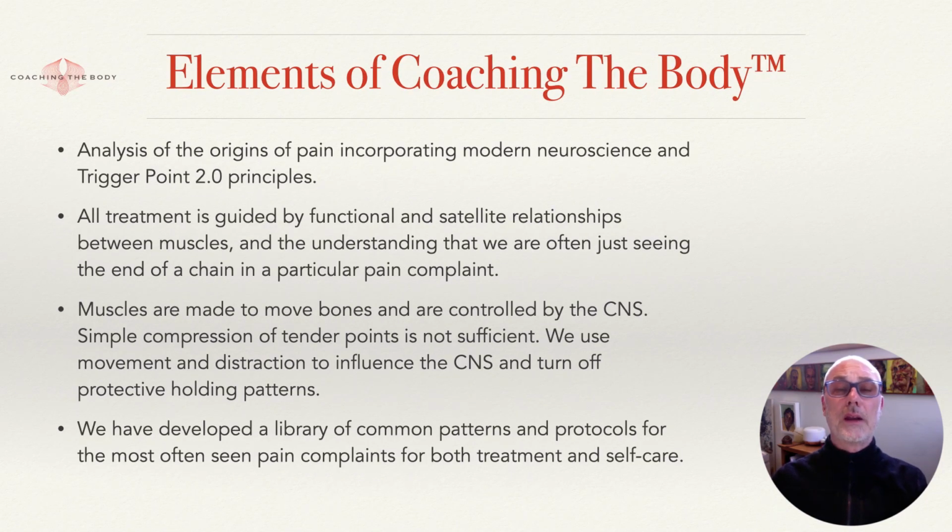So we analyze the pain incorporating these ideas of modern neuroscience, what I call trigger point 2.0 principles, which involve the use of the central nervous system, distraction, the idea that we are treating networks of muscles rather than individual muscles. We're treating the functional relationships on both sides, and then we're treating satellite relationships. Muscles move bones. They're controlled by the central nervous system. So you have to incorporate movement. And a lot of our strategy does involve movement and retraining muscles to shorten properly and stretch properly, and training the nervous system to have that experience of pain-free movement again. Then it starts to let go of some of the muscles that are holding. And at that point, everything starts to improve and get better.